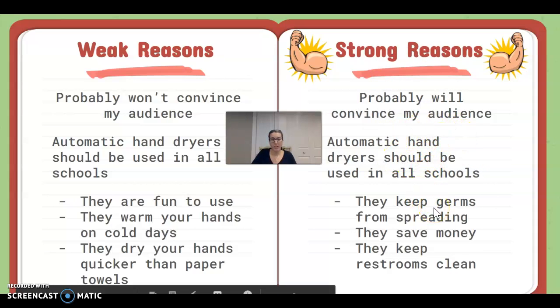When you're coming up with your reasons in your argument, you need to think about what is important to people. We all know that it's important to people to save money, and we all know that it's important to people to keep germs from spreading. So those are more likely to convince your audience than saying it's fun to use or they keep your hands warm on cold days. And these weak reasons, like I said, are a lot harder to support with evidence, whereas you can find research, data, and statistics to support these stronger reasons. So when you're writing your paper, this is something to keep in mind.